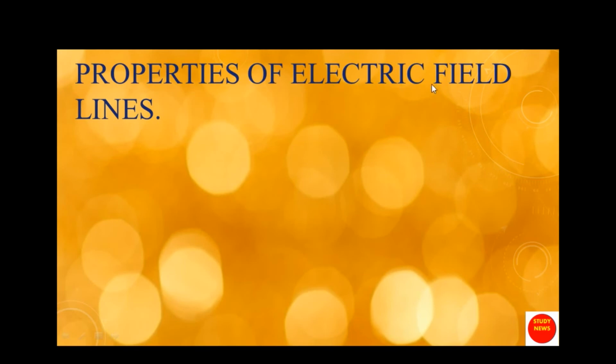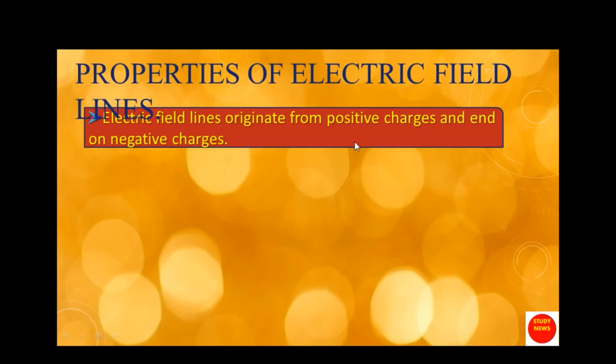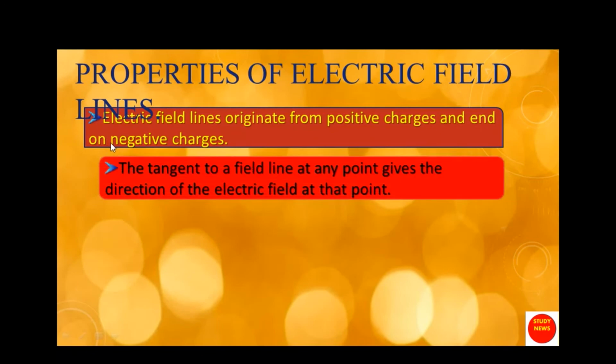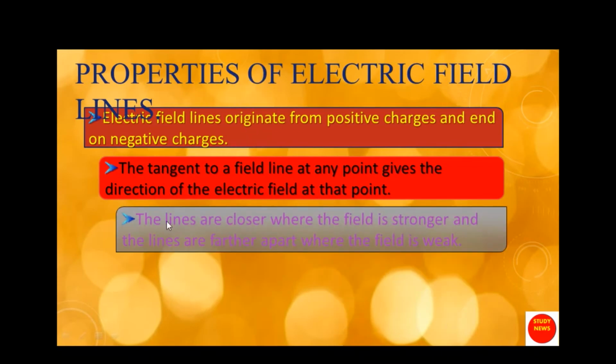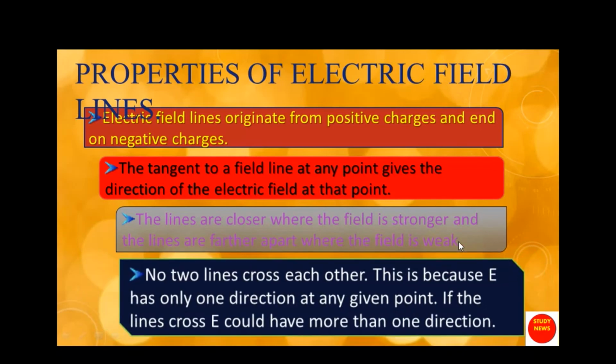Properties of the electric field lines. The first property: electric field lines originate from a positive charge and end on a negative charge. The tangent to a field line at any point gives the direction of the electric field at that point. The lines are closer where the field is stronger, and the lines are further apart where the field is weaker.